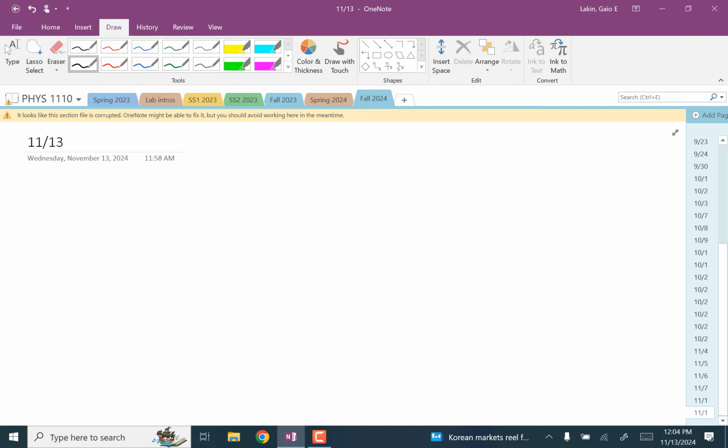Okay, so this is a solution for exam 2. The first question says a ball is launched from 2 meters off the ground at 30 degrees above horizontal with an initial speed of 15 meters per second.